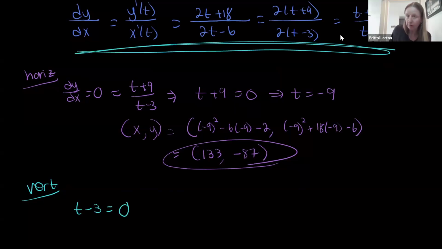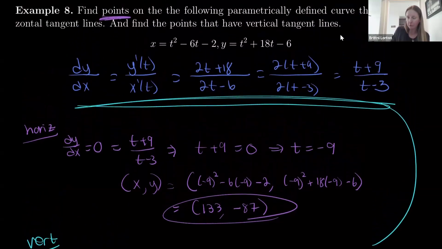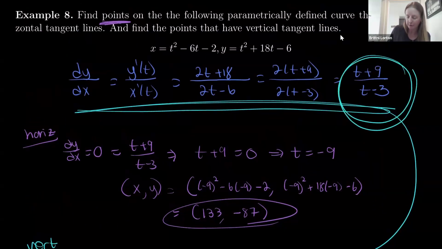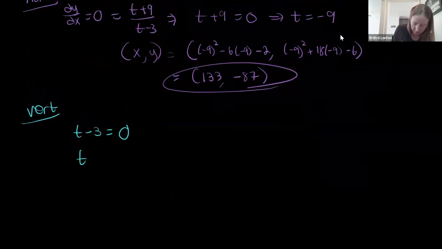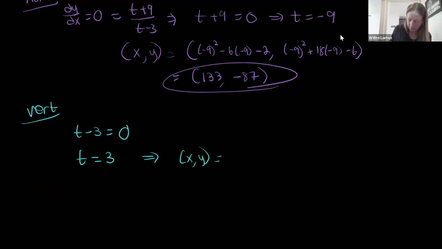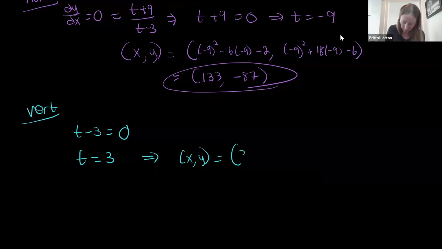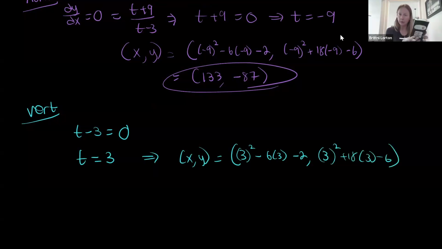So I went back and I looked at that derivative from before, and I'm just looking at the bottom of my derivative, and that's what I'm setting equal to 0, because that's what's going to give me undefined. So t minus 3 equals 0 means t equals 3, and then again, I need the ordered pair. So I plug in 3 into the x and 3 into the y. So 3 squared minus 6 times 3 minus 2, comma, 3 squared plus 18 times 3 minus 6, and I'll use my calculator.